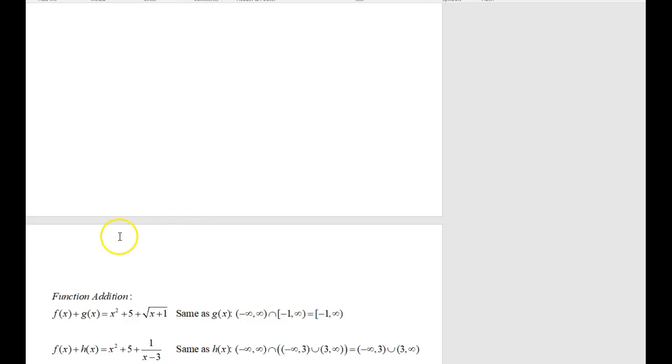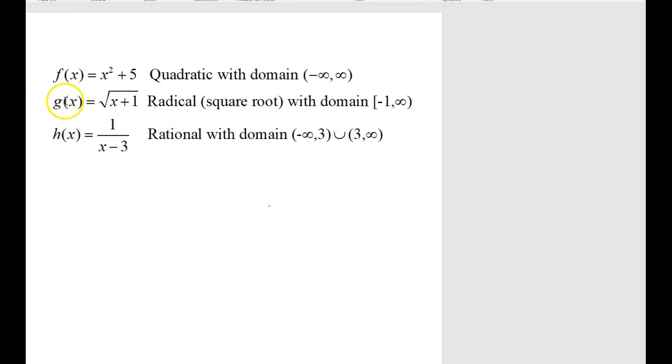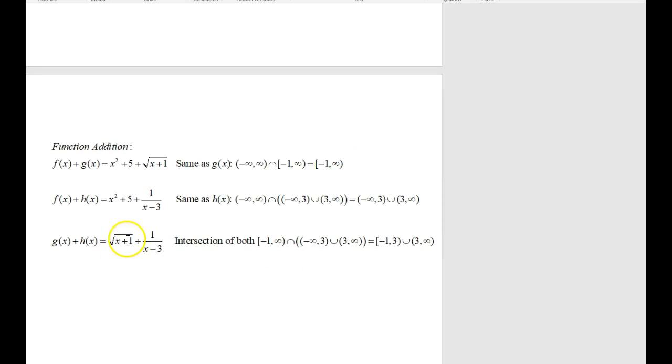So now let's go back, and the hardest case is when I add g of x and h of x, because now neither one of these has a domain of all real numbers, and neither one of these is a subset of the other. So when we intersect them, we have to think about restricting them so that we don't include any members of one set into our intersection. So let's go down here and look at what g of x plus h of x looks like. There's that square root. There's the fraction.